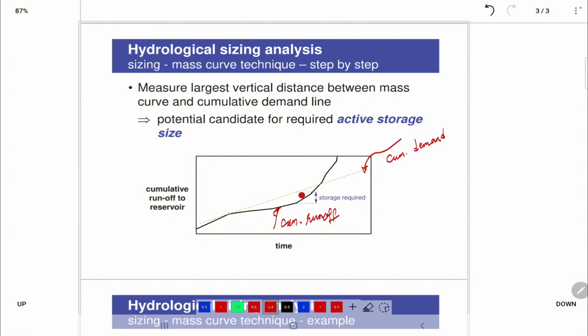Okay, as we have just said, the maximum distance, you see here, is the storage requirement for this reservoir. And this gives us an indication of how big the reservoir must be to cover the demand over a certain period of time.